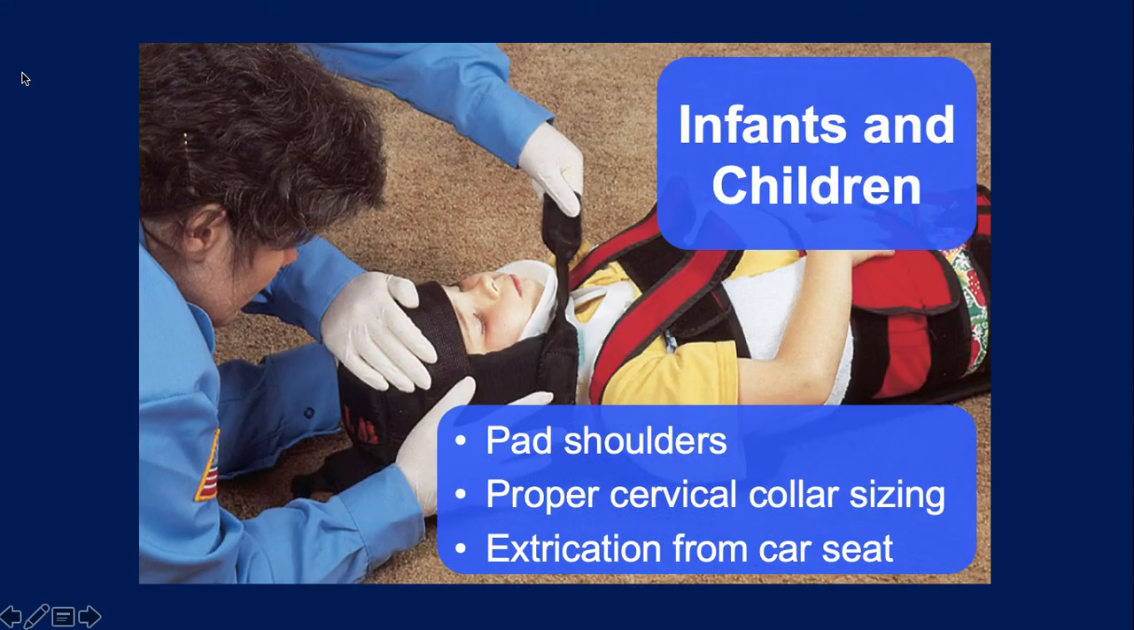Oh, maybe not. I take it back. Infants and children. If they have neurodeficits, if they have impingement of their spinal column, if they have poor PMS, they're unconscious, a serious mechanism, you would put a collar on them, sizing them appropriately, and then they would go onto a spine board. There actually are pediatric spine boards like you see here, or you could use an adult spine board if you don't have one of these.